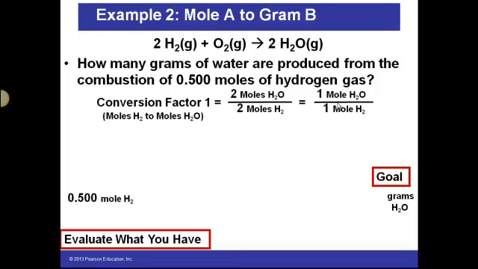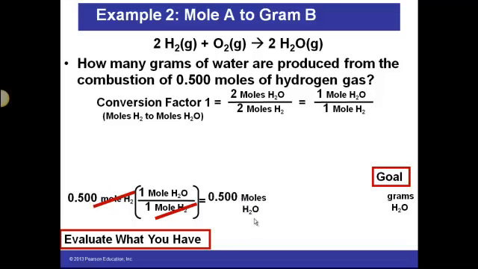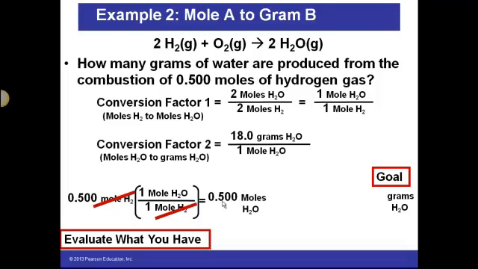So we still have our molar conversion factors, and we still know 1 mole of water is going to be made from 1 mole of hydrogen gas. So we can put that in there first and calculate moles of water that should be made from half a mole of hydrogen gas. The moles of hydrogen gas cancel out, and we're left with moles of water, in this case 0.5 moles of water.